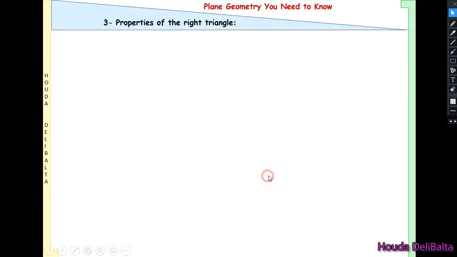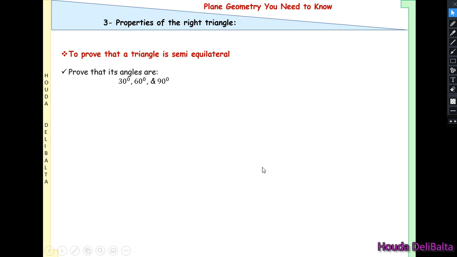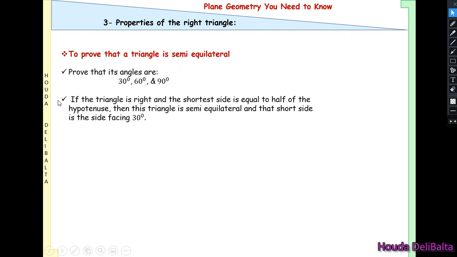Now we are going to talk about how to prove that a triangle is a semi-equilateral. Prove that its angles are 30, 60, 90. That's simple. Whenever you find that the angles are 30, 60, and 90, then the triangle is a semi-equilateral triangle. Another way: if the triangle is right and the shortest side is equal to half of the hypotenuse, then this triangle is a semi-equilateral triangle, and that short side is the side facing 30.